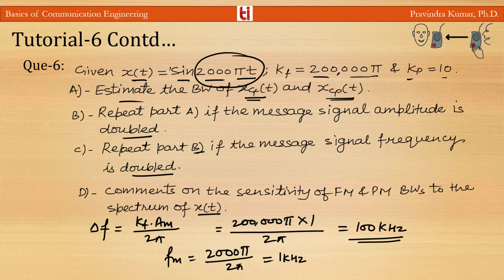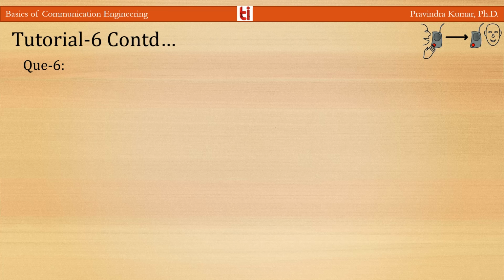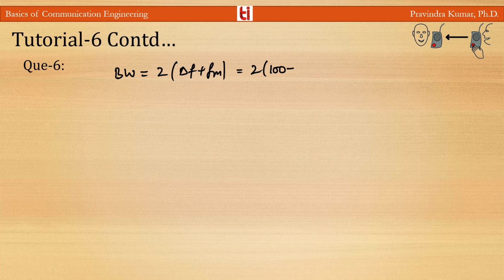So if you know the deviation and the modulating frequency, you can easily find out the bandwidth. From Carson's rule, the bandwidth is equal to 2 (del f plus fm), and it will be equal to 2 times (200 plus 1), which is 202 kilohertz. So the bandwidth is 202 kilohertz for the FM case.